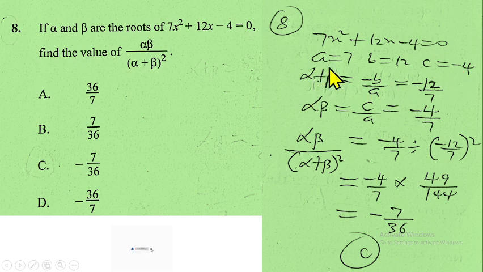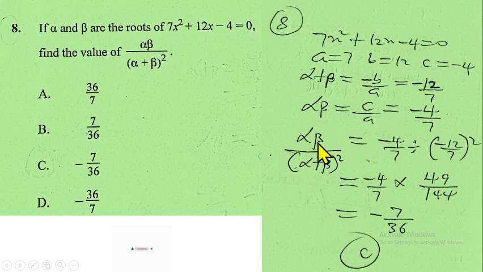Then to get the sum of the roots, which is alpha plus beta, that equals minus b over a. Our b is equal to 12 here, so we have minus 12 over our a, which is 7. Then for the product, which is alpha beta, that is equal to c over a, and our c is minus 4 divided by a, which is 7.